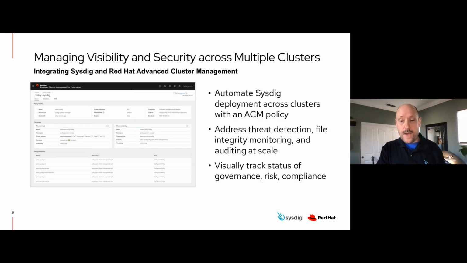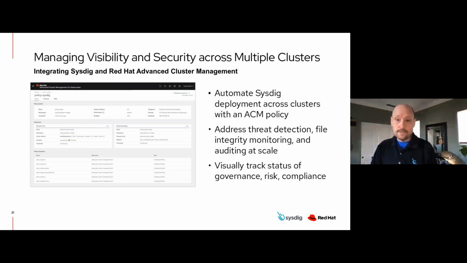Now, back to part of what Vijay talked about, you may very well end up with many clusters across many locations or even providers that you need to manage. And to help with that equation, as Vijay mentioned, there's Red Hat Advanced Cluster Management. What we've done is take the Sysdig solution and make an integration with ACM so that you can automatically deploy the Sysdig solution across your clusters, so that the visibility and controls are in place, right?